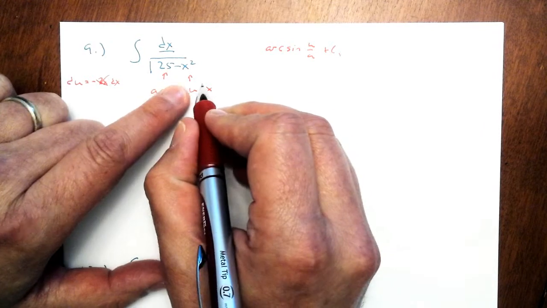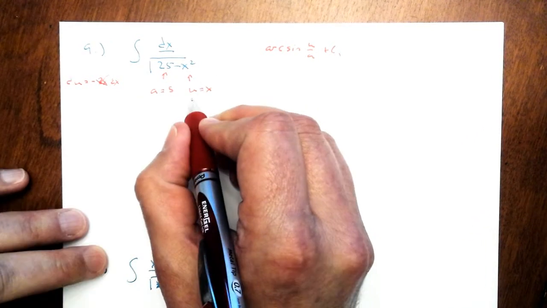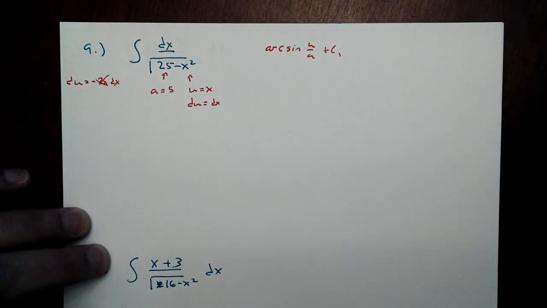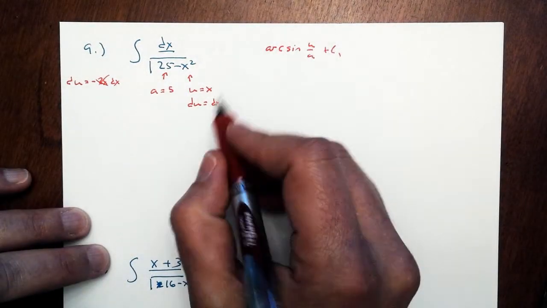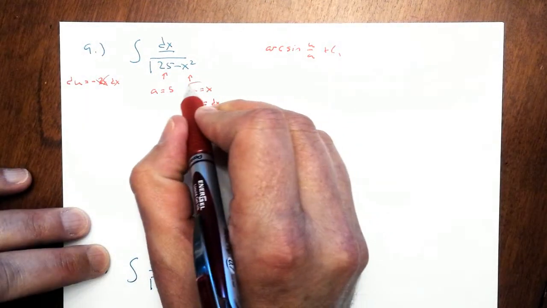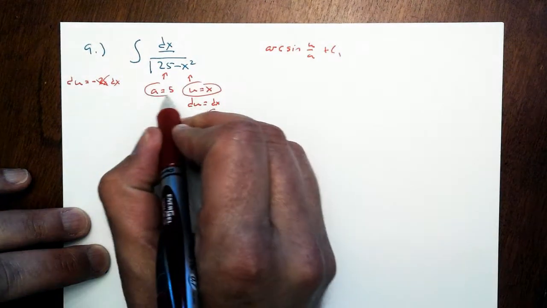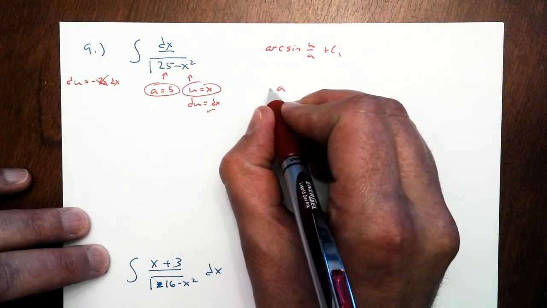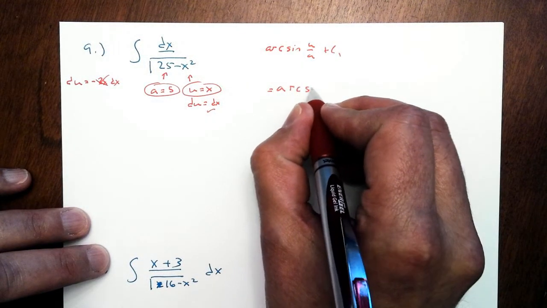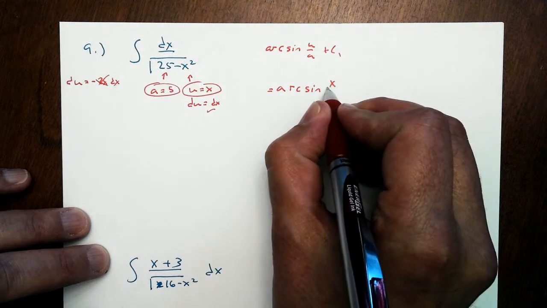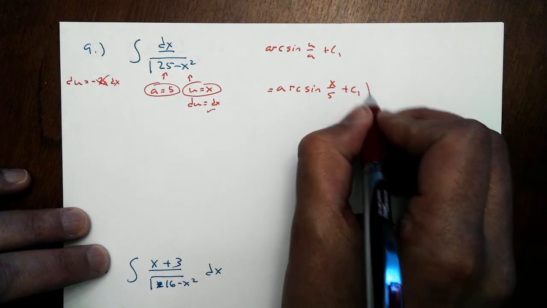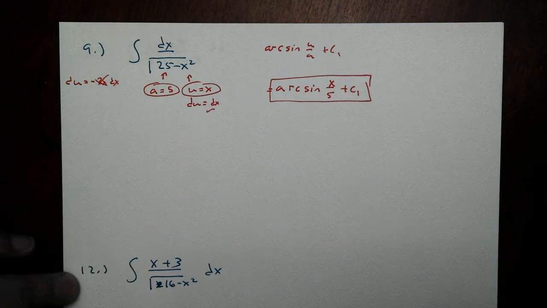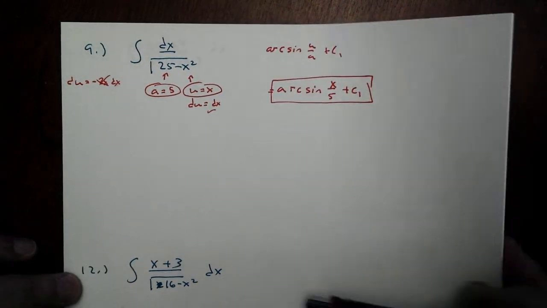But remember, this is u substitution, so we do have to take the derivative. So du would be, of course, dx right there, and that tells me I'm not multiplying or dividing by anything. So we have our answer. We have u and we have a. So when we write our equation, we're going to get arc sine u, which is x, over 5 plus c1, and there's our answer. All right, let's take a look. There's a lot of space for just such a little problem, right?